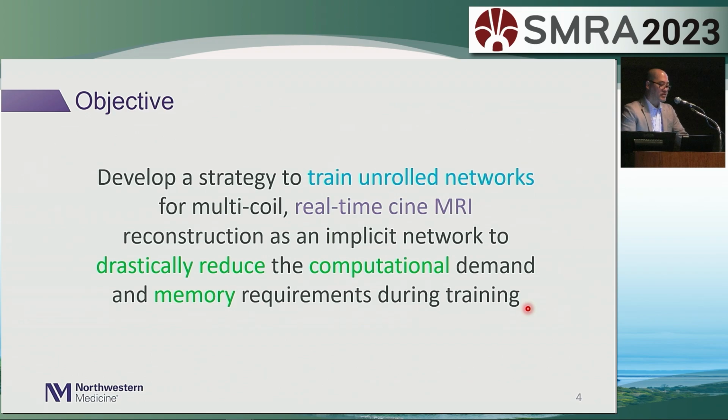The purpose of our study is to develop a strategy to unroll networks for multi-coil real-time cine MRI as an implicit network to drastically reduce the computational demand. Although we tested it for cine MRI obtained using radial k-space sampling, we do believe that this idea can be extended to other multi-dimensional MRI data sets.